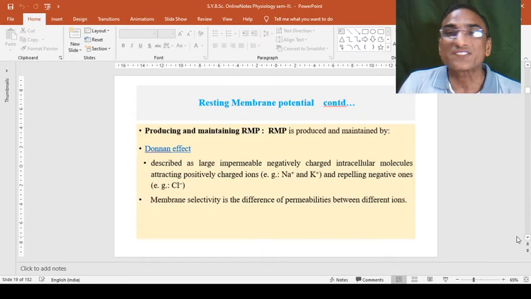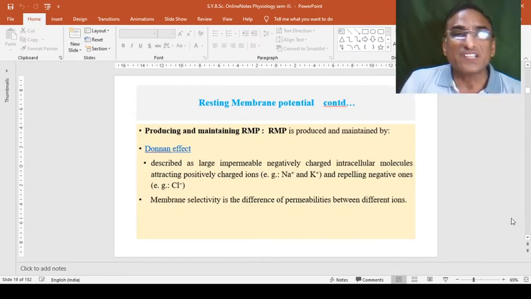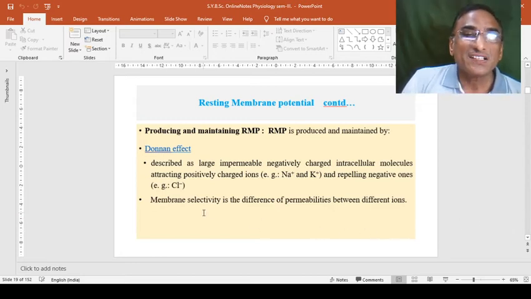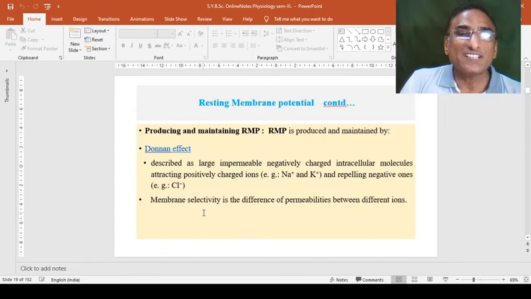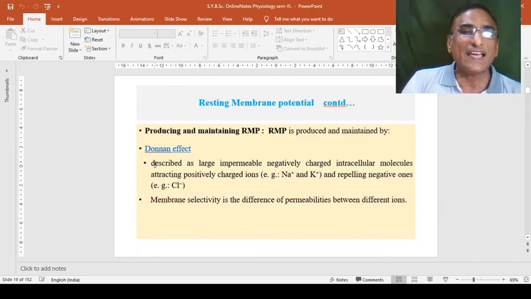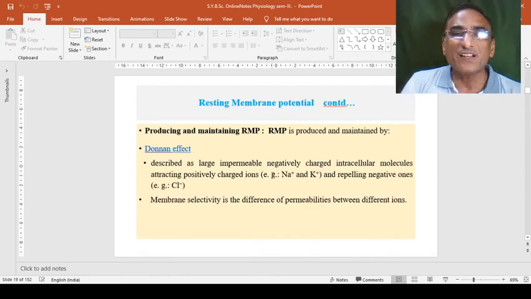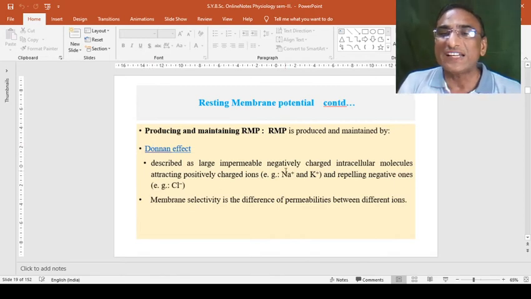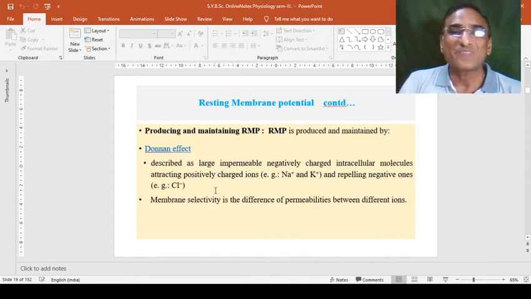Next, the resting membrane potential, producing and maintaining by these ions, is generally called the Donnan effect. This Donnan scientist found it out, therefore we call it the Donnan effect, and it is described as large impermeable negatively charged intracellular molecules which are attracting positively charged ions, for example sodium and potassium, and repelling the negatively charged ions, that is chloride ions.